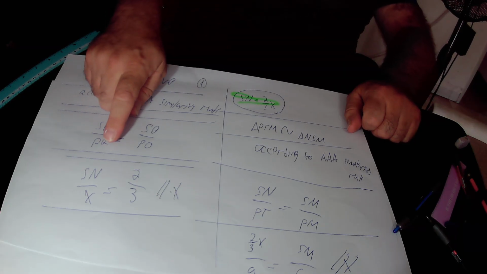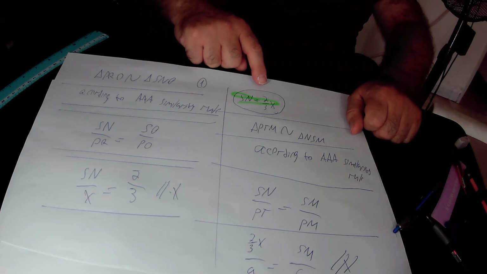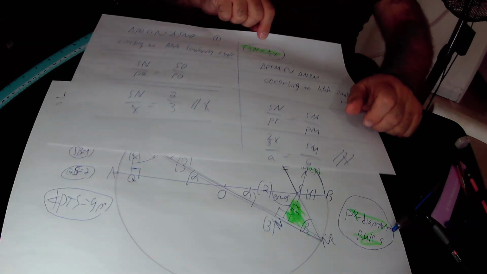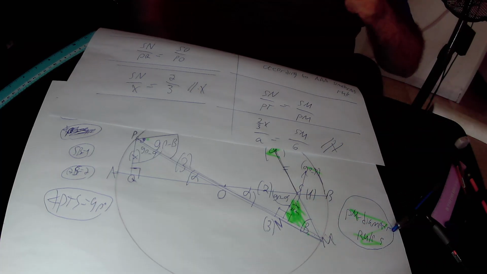Here we multiply this equation by X and found out that the missing side SN equals 2/3 X. This is the missing side SN that equals 2/3 X.